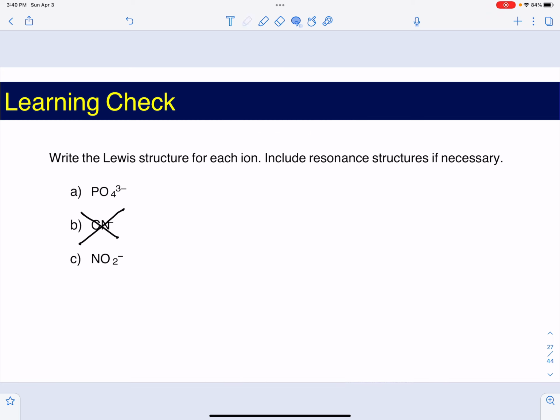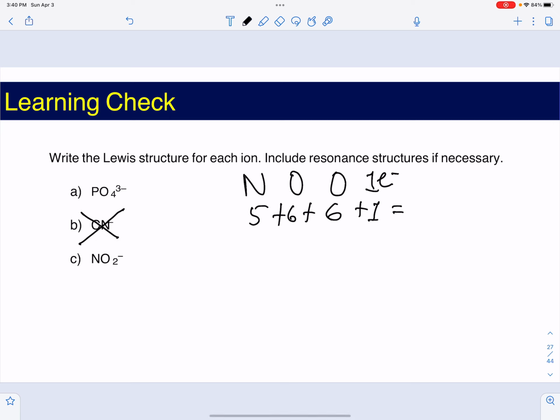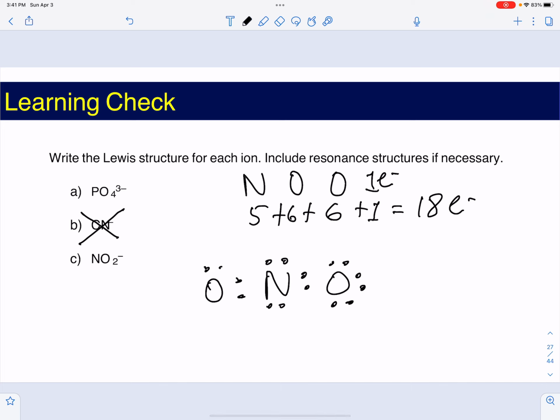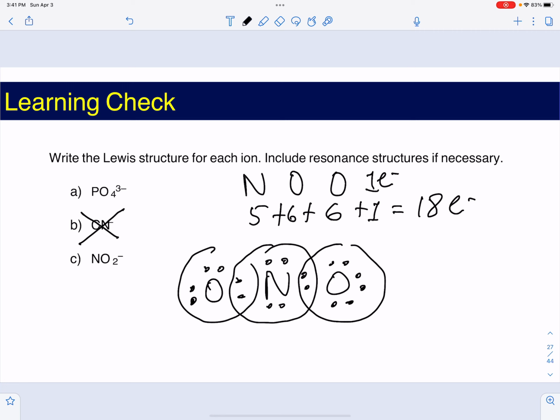NO2. So I'm going to have nitrogen, oxygen, oxygen, and 1 electron because it's 1 negative. So 5 plus 6 plus 6 plus 1, that will be 18 electrons. So nitrogen, oxygen, and oxygen, 1, 2, 3, 4, 5, 6, 7, 8, 9, 10, 12, 14, 16, and 18. So if I do that with 18, this oxygen is going to be okay. The nitrogen is okay, but this oxygen is going to be short.